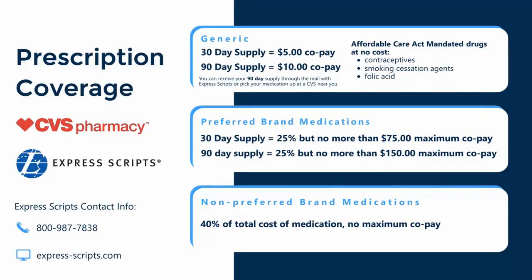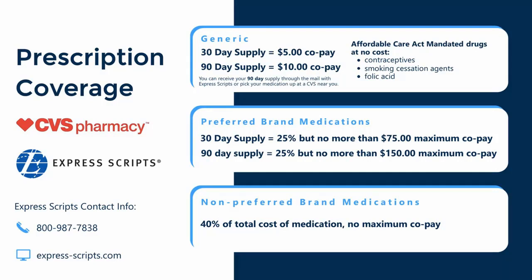Your prescription coverage goes through Express Scripts. It's got a separate card. Very quickly, this one is a copay plan. The important thing to note is get a generic when you can. Our generic copay, $5 or $10. If you do require a brand medication, in that case, it converts to a coinsurance. You're going to pay a percentage of that. For a 30-day supply, you're going to pay 25% of the cost of the drug, but you'll never pay more than $75.